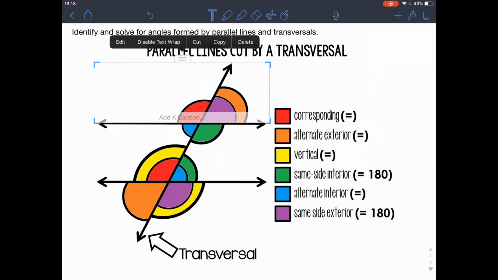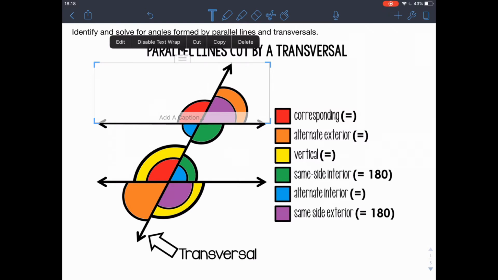We have two other angle relationships here, which you may use a bit less because you can see the equal ones a little easier sometimes. But we have same side interior angles, which add up to 180 degrees. Those are the ones in green. And then we have same side exterior angles in purple, which also add up to 180 degrees.